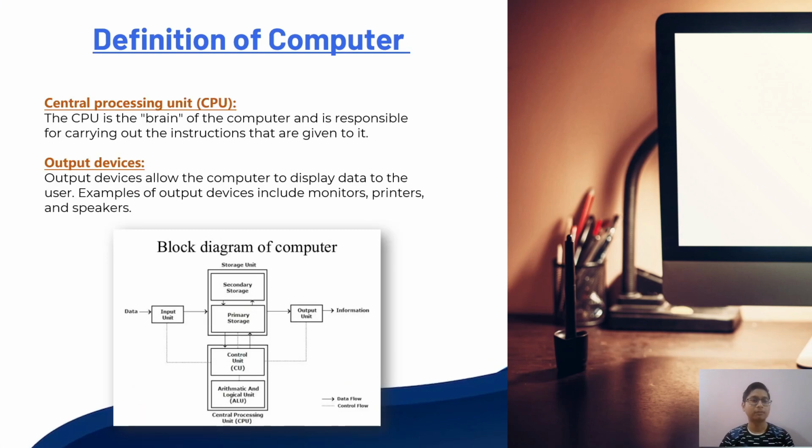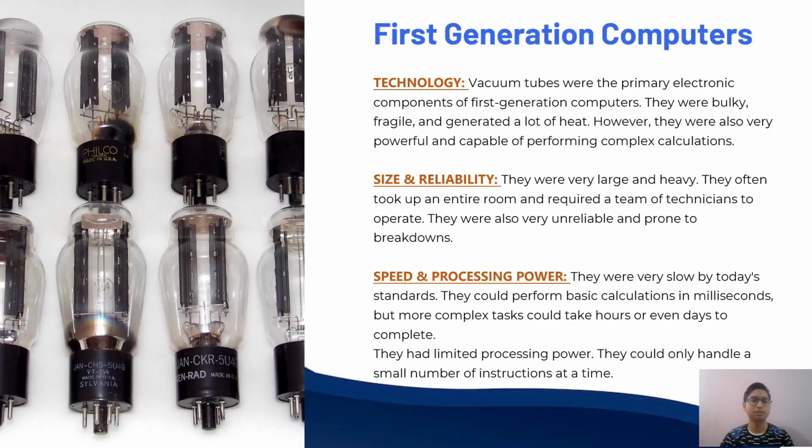Then after it is the CPU. It is called the brain of the computer and is responsible for carrying out the instructions that are given to it. Output devices. They allow the computer to display data to the user. Examples of output devices include monitors, printers and speakers.